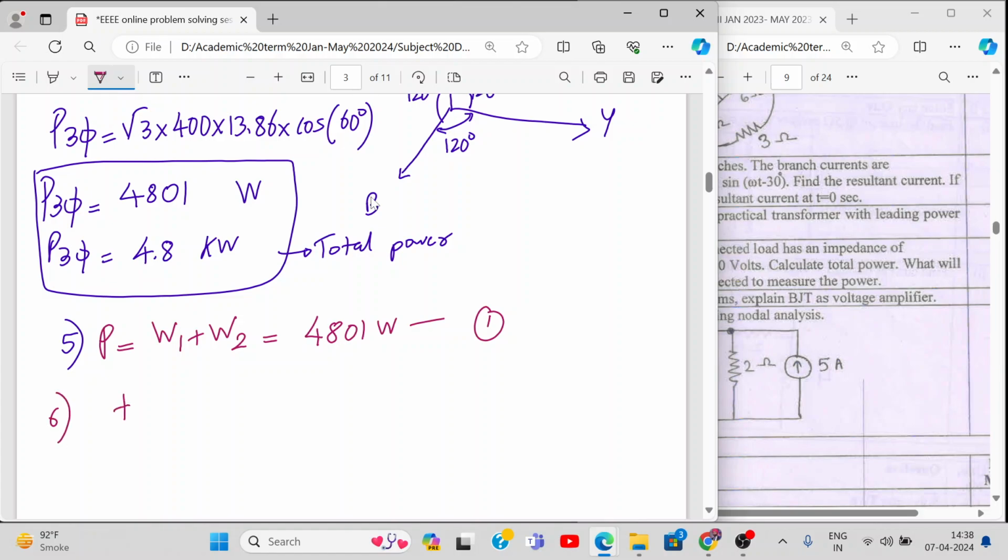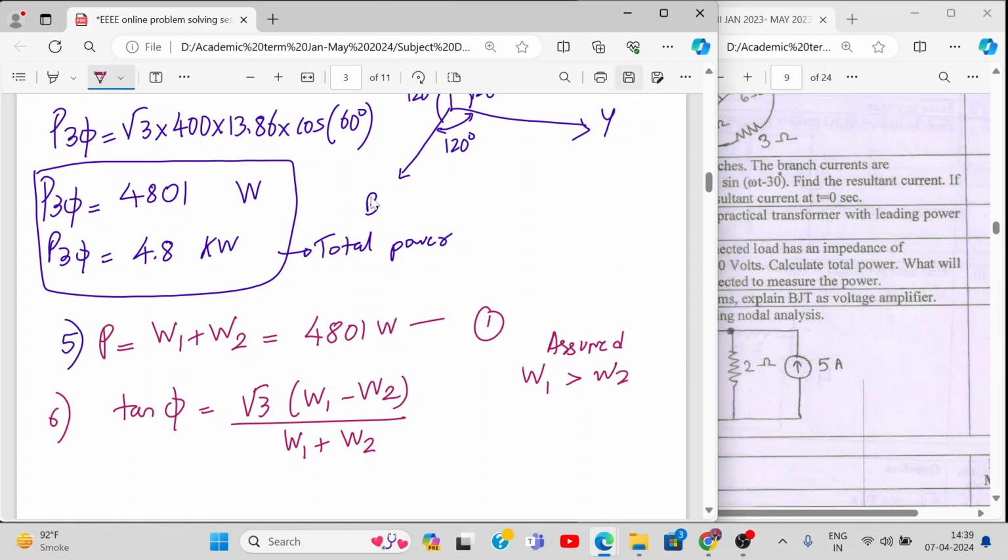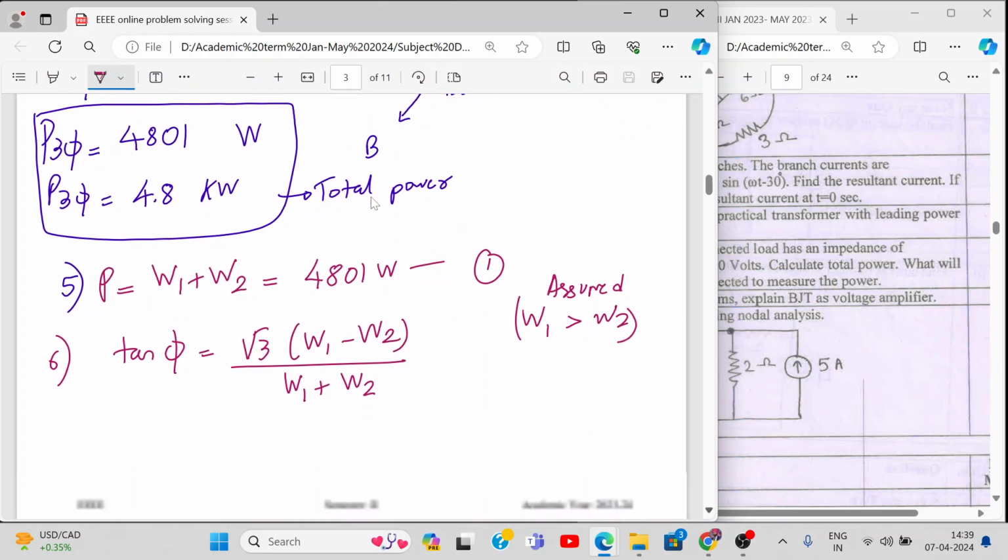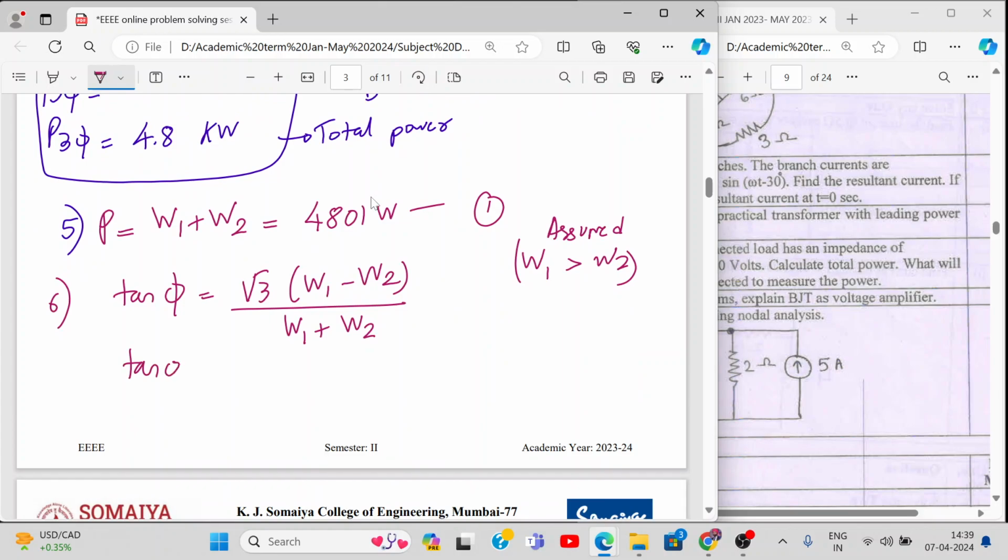There is one more formula: tan phi is root 3 into W1 minus W2, we are assuming W1 is greater than W2, divided by W1 plus W2. Okay, so here we are assuming W1 is greater than W2. Okay, and now we substitute the values. Tan phi, what is tan phi? Phi is given to you, right? How much is tan phi?